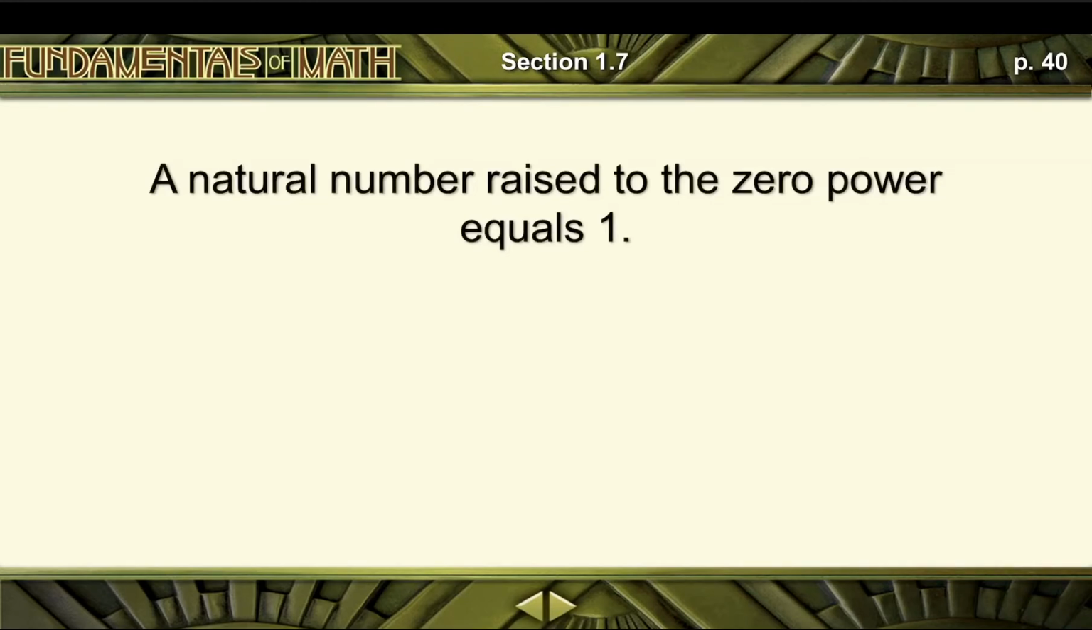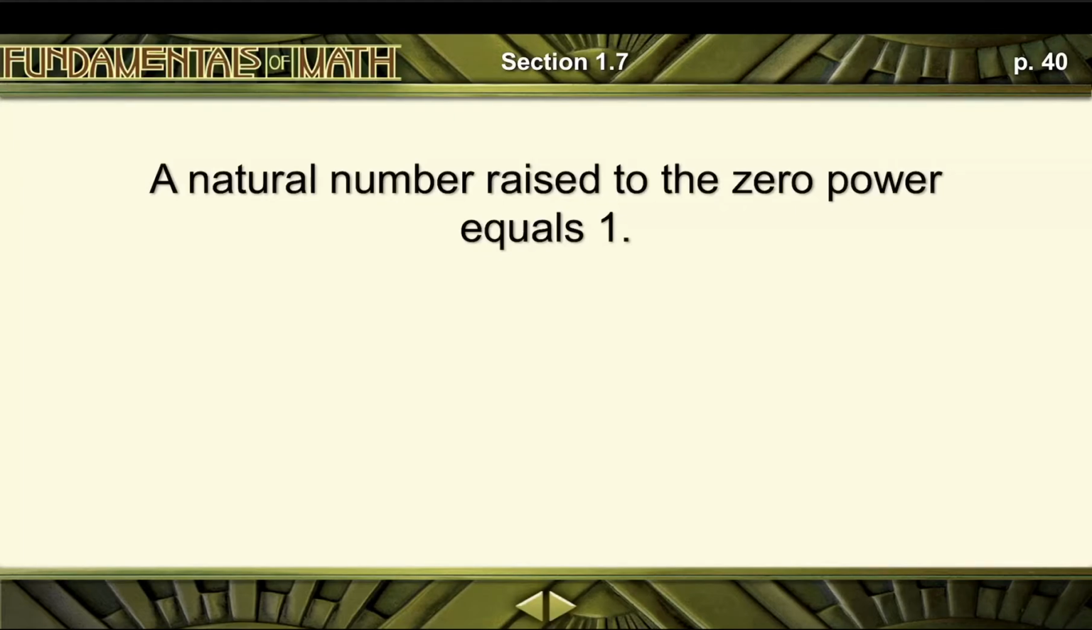So moving on to the next page, we already talked about the first box. It says a number with an exponent of 1 is equal to the number itself. The next one, which is stated here, says a natural number raised to the 0 power equals 1. So that's an interesting one, but it is true and we use it all the time. It's nice and easy once you know it.